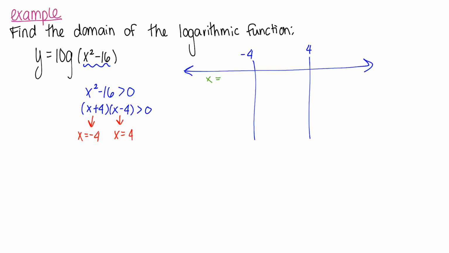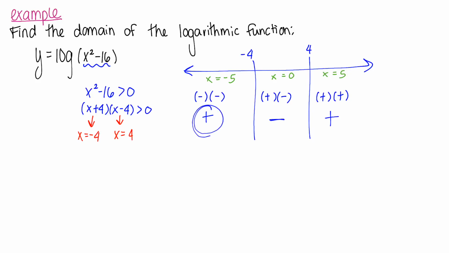Let's see, x equals negative 5, x equals 0, and x equals 5. Negative 5 plus 4 is negative. Negative 5 minus 4 is negative. Two negatives make a positive. 0 plus 4 is positive. 0 minus 4 is negative. Positive and a negative make a negative. 5 plus 4 is positive. 5 minus 4 is positive. Two positives make a positive. We are looking for the positives.